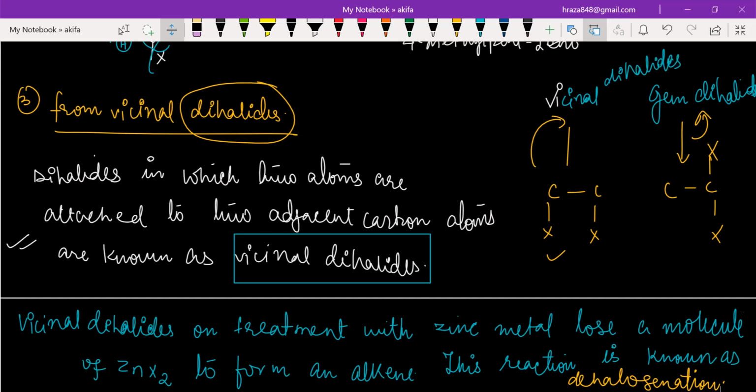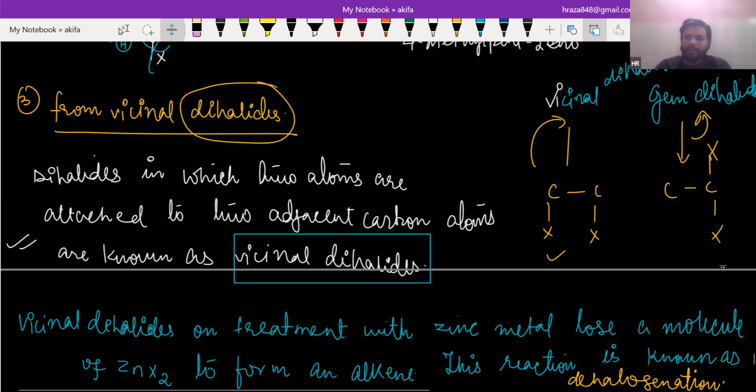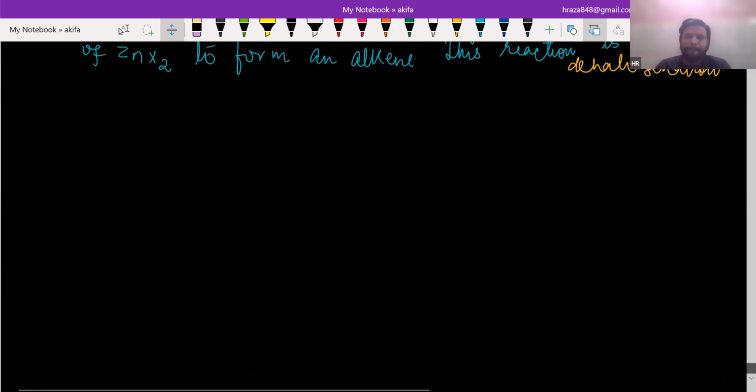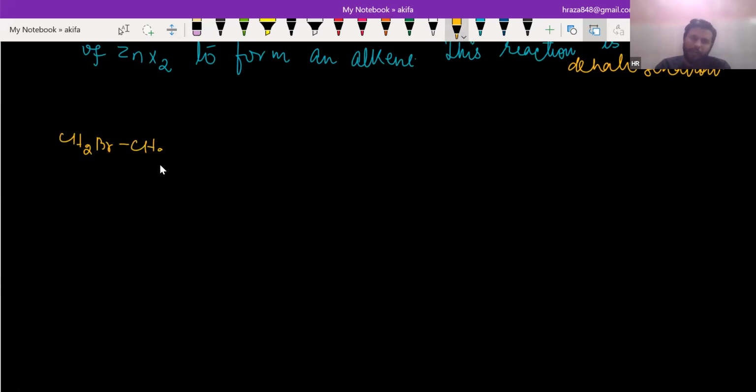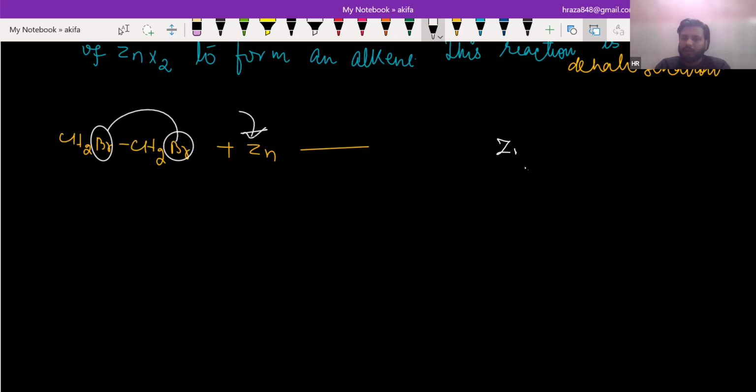Done. Very good. Now, I'm going to show you the reaction. Basically, if there is CH2Br and CH2Br, you can see both bromines are present on adjacent carbons. If you treat with Zn, both bromines will be together with zinc, and it will lose one molecule of ZnBr2, and CH2=CH2 will be formed.